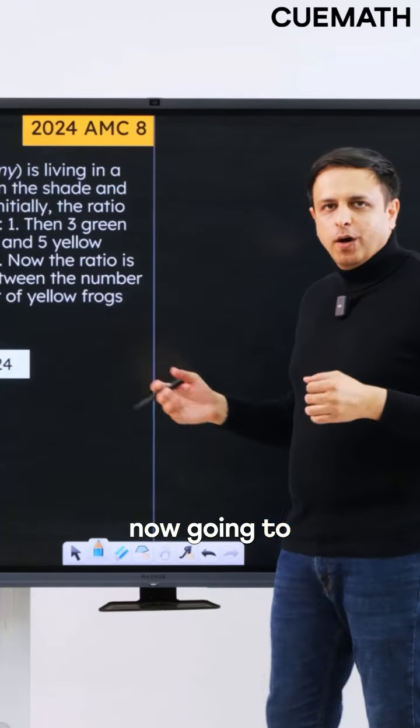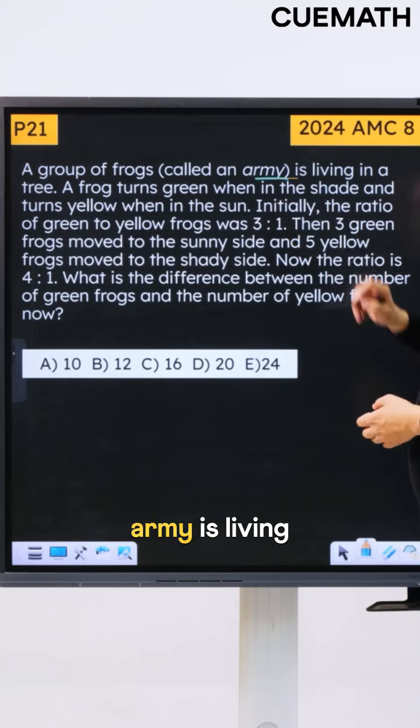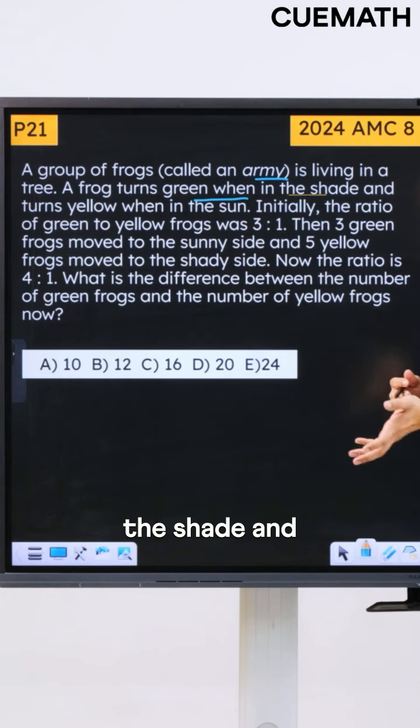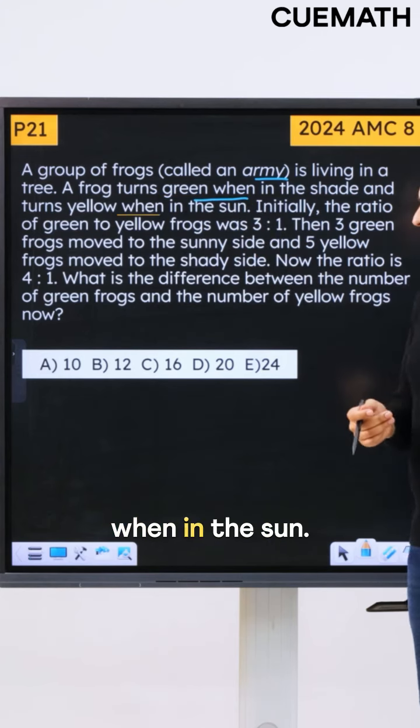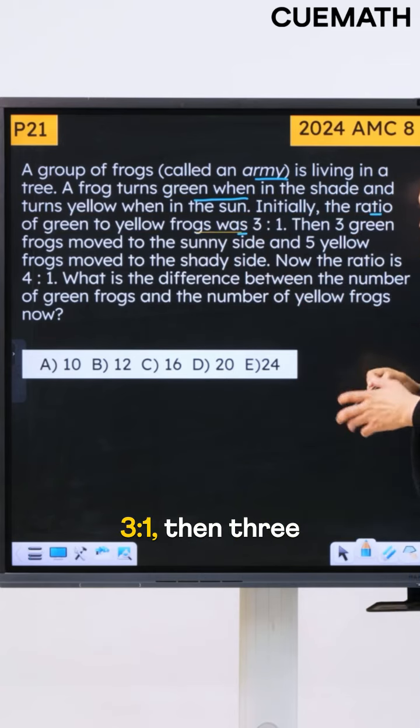Okay, we are now going to work out problem number 21. A group of frogs called an army is living in a tree. A frog turns green when in the shade and turns yellow when in the sun. Initially, the ratio of green to yellow frogs was 3:1.